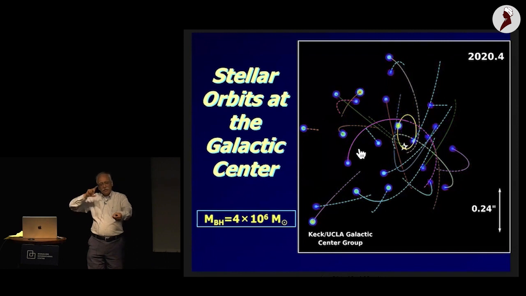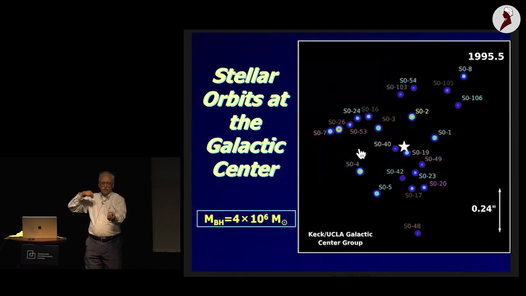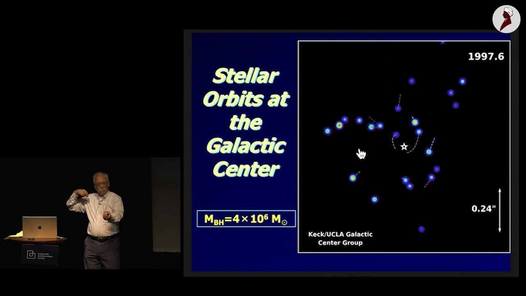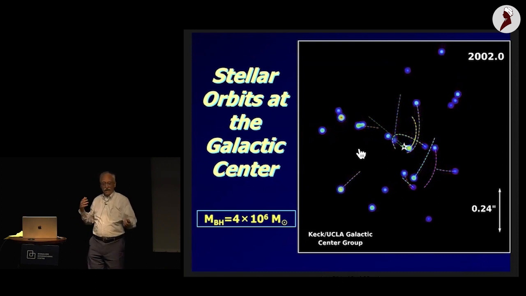But you shouldn't think of them as all just orbiting the supermassive black hole. Because by the time you come to these distances, the mass is no longer dominated by the black hole, but by the entire galaxy.